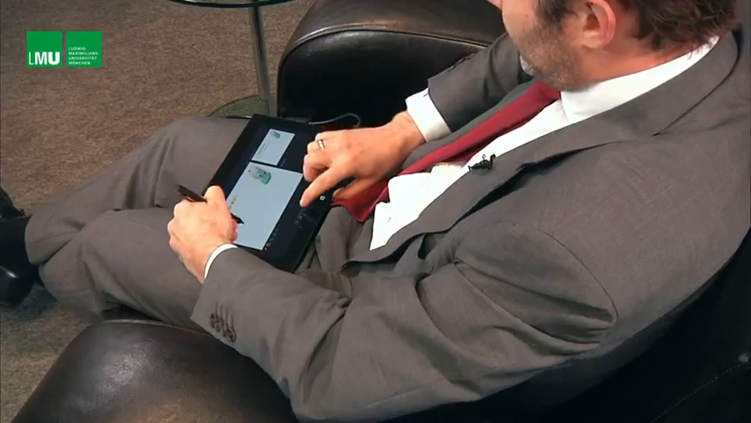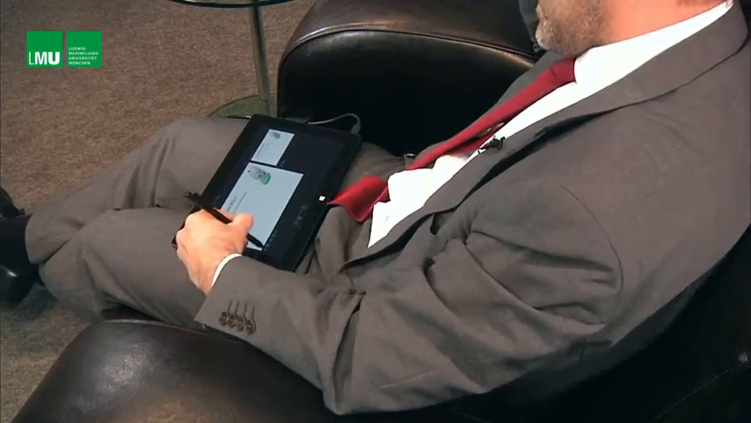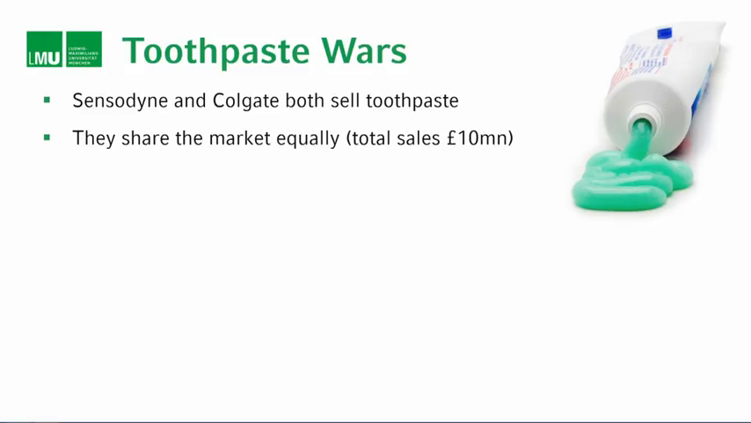Now let's get started with a simple example, a simplified example even, of a real-life situation. So we have Sensodyne and Colgate both selling toothpaste. They share the market equally, and they're thinking of launching an advertising campaign. So we've got these two players, Sensodyne and Colgate, both selling toothpaste. They share the market equally, and let's just fictitiously say that total sales overall are going to be £10 million.